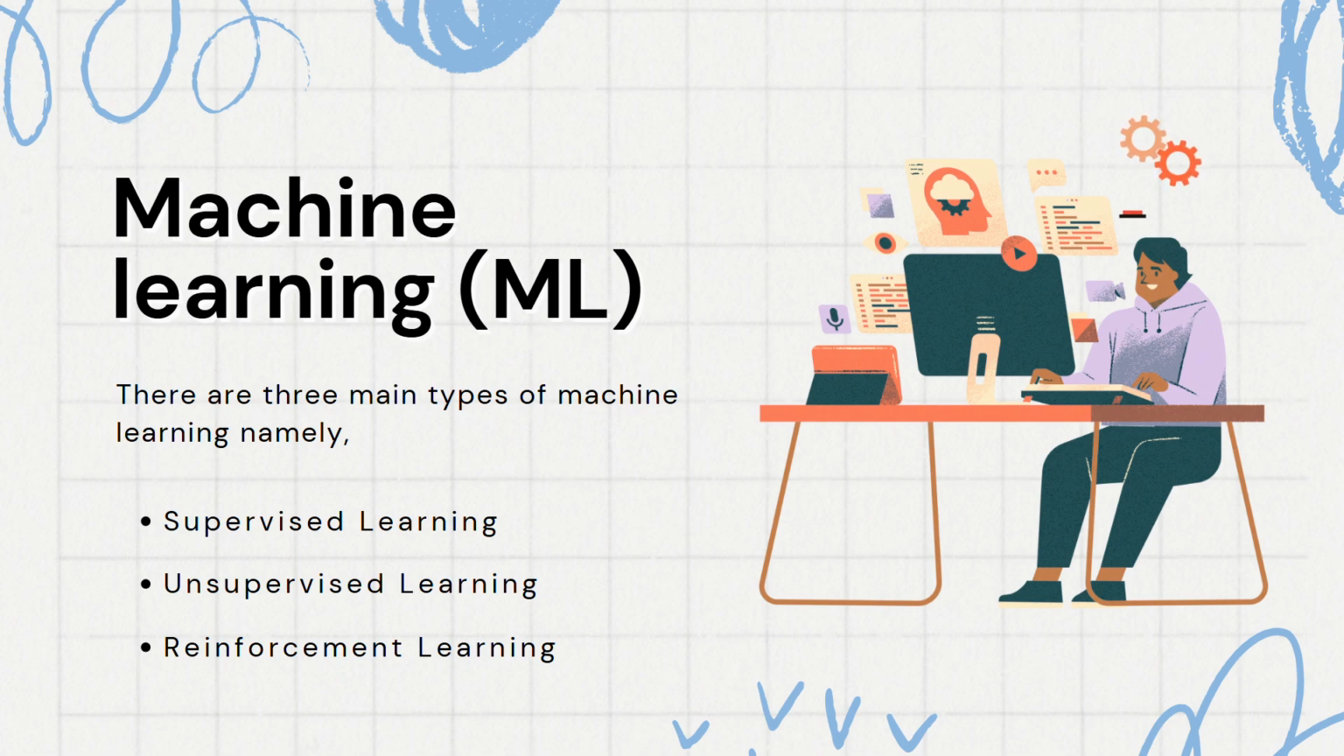There are three main types of machine learning: supervised learning, unsupervised learning, and reinforcement learning. Today, we will focus exclusively on supervised learning. Other types of machine learning will be covered in upcoming videos. Now that we have a basic understanding of machine learning, let's dive deeper into supervised learning.